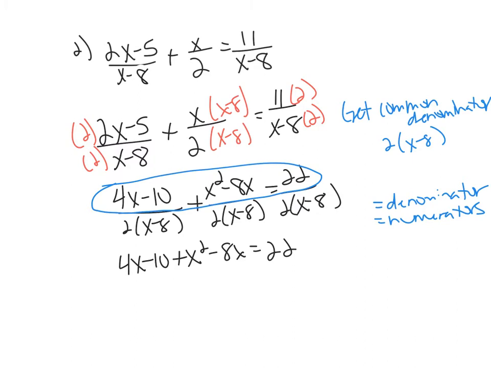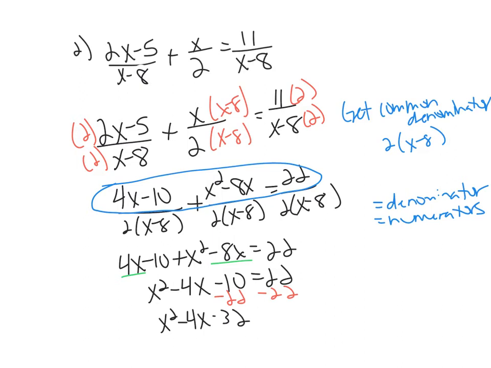So let's see what we combine. We have 4x and a negative 8x. So I'm going to put the x squared first. So we got x squared, 4x minus 8x is negative 4x, minus 10 equals 22. We can set equal to 0 by subtracting 22. x squared minus 4x, this will be minus 32. Again, this is just setting equal to 0.